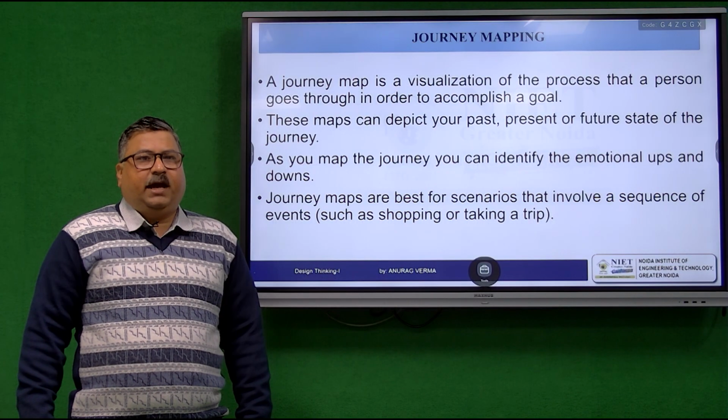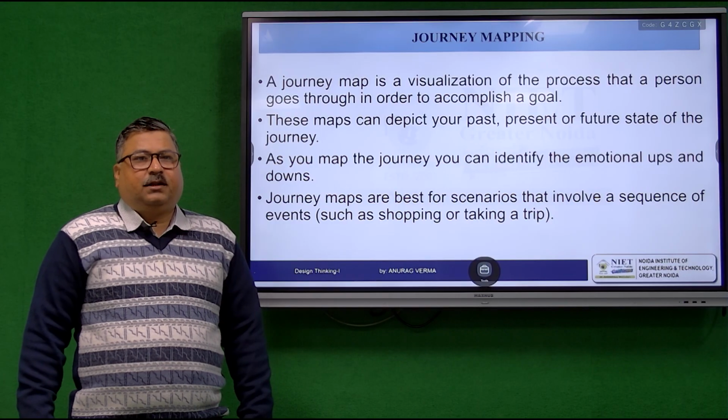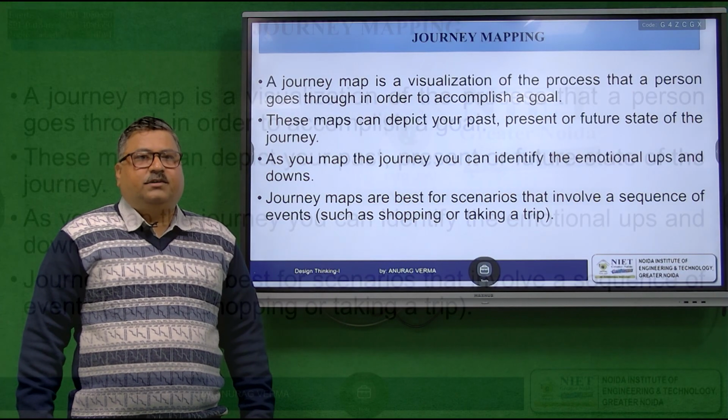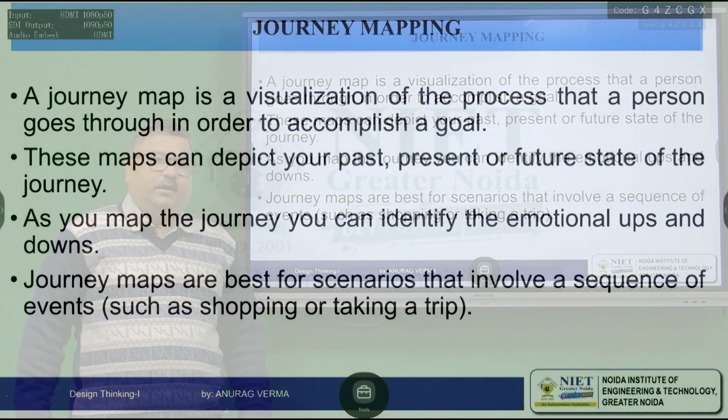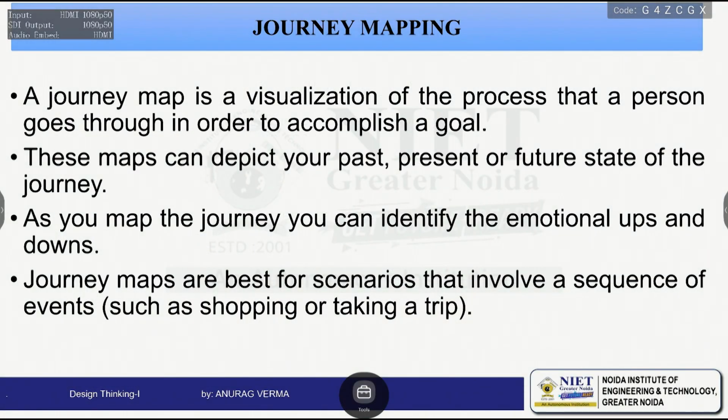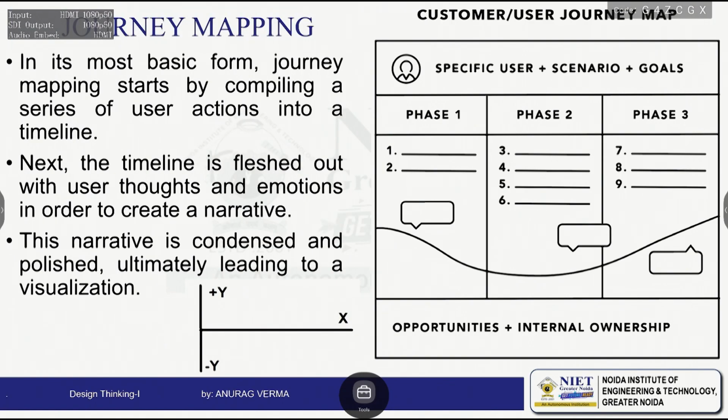So journey maps can identify the emotional ups and downs of the user, what the delightful moments of the user are, and what the painful moments are. Journey maps are best suited for scenarios that involve a sequence of events, like shopping, taking a trip, using online surveys, etc. So there should be a sequence of events involved to use the tool of journey mapping for better understanding of our customer.